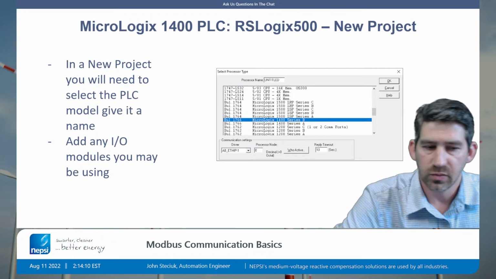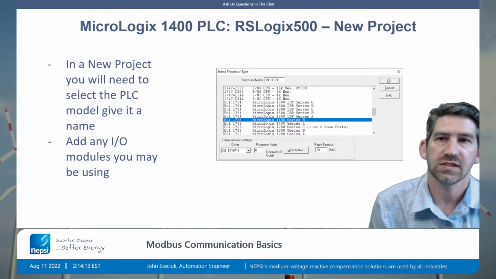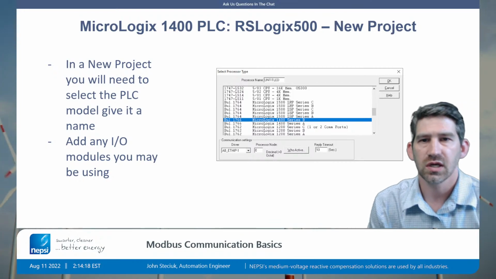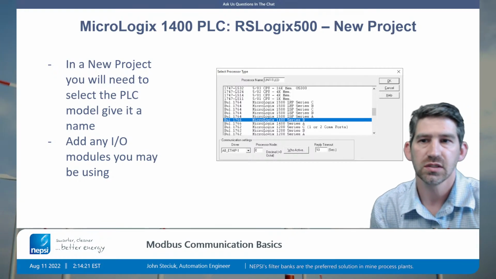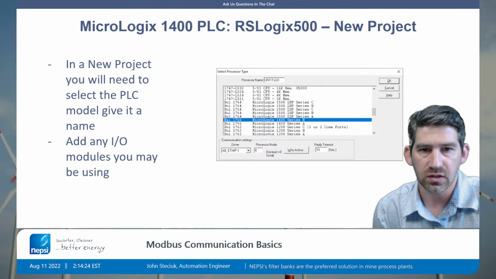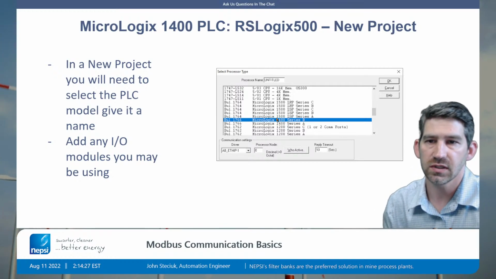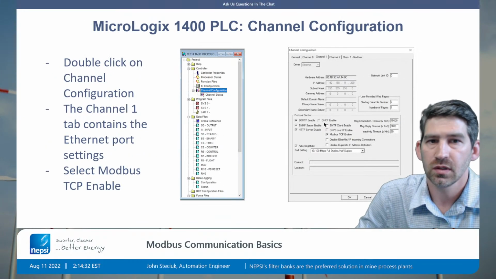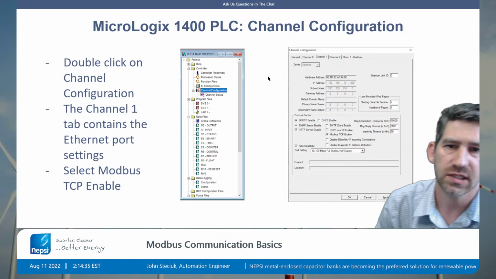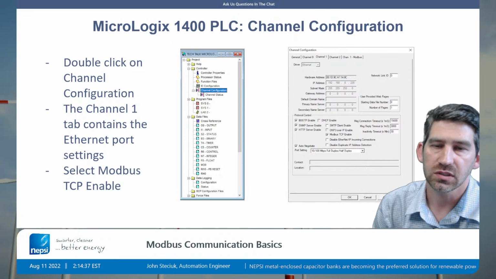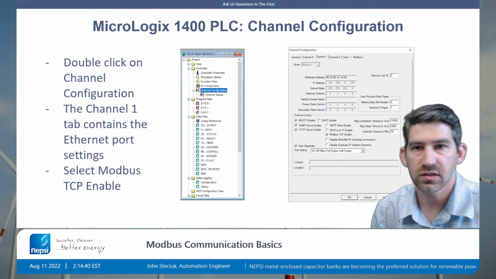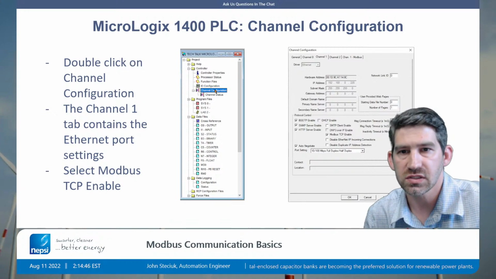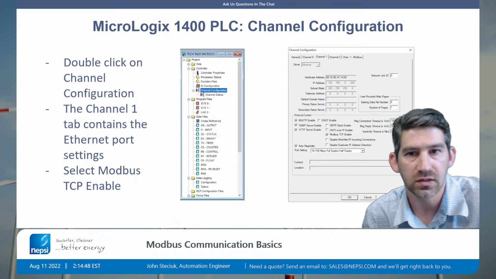So pretty simple. We're going to move on to next settings in the MicroLogix 1400 PLC, and we're just going to kind of go quickly through. If you're starting a new project, you'll need to select your PLC model. Ours is highlighted here. It's a MicroLogix 1400, and you can give it a name. And again, we're focusing on our communication settings here. So we're going to double click on the channel configuration along the left-hand banner on the side. This is RSLogix 500 software from Rockwell.